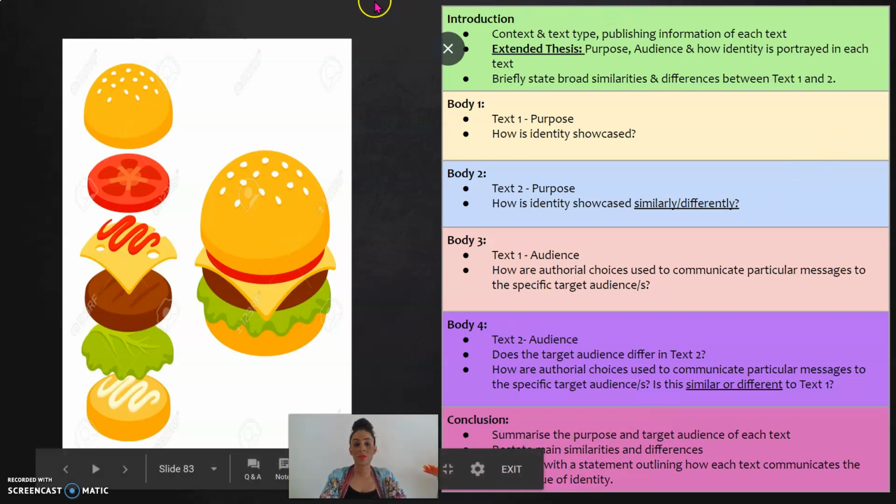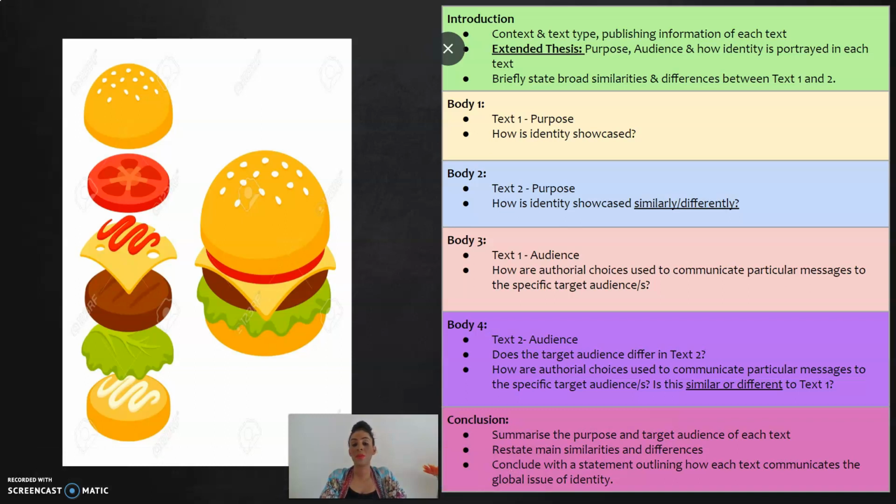So in the beginning, we start with an introduction, which I always say is the top bun on the burger, okay? And what you need to include in your introduction are 3 dot points. So you need to give a bit of context, a bit of background as to what each text type is about, the actual text type it is. So is it a visual, a political cartoon? Is it an excerpt from an autobiography? Or is it perhaps a poem, for example? So you need to introduce the text type, give a brief background on the text, and that can just be a sentence or so. Also include the publishing information of each text.